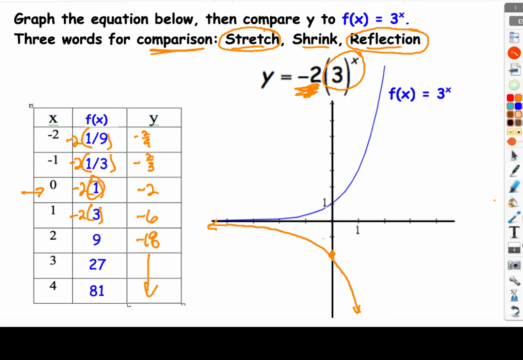So if you multiply by a negative, that's a reflection, right? It's because we multiplied by the negative, but we also multiplied by a number that was greater than 1. Our number that we multiplied was greater than 1. So that's a vertical reflection and a vertical stretch. If you talk to your teacher, if you have any questions about those, make sure you read some examples out of the book as well.